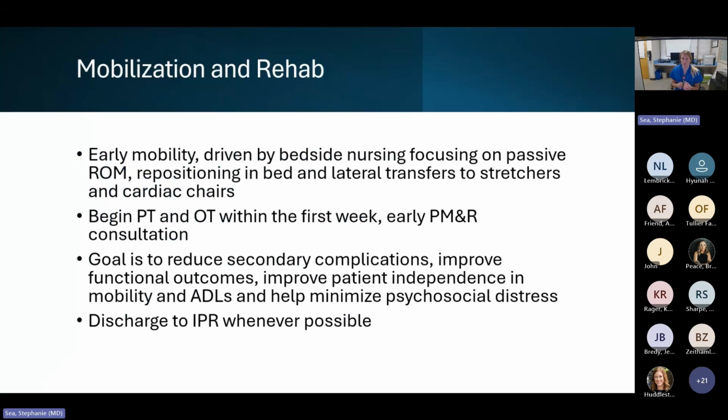Mobilization and rehab is extremely, extremely important. That's why we talk about early mobilization. And this is done in the ICU very easily, or at the bedside if they get to go up to the towers, driven by bedside nursing. So passive range of motion, repositioning in bed, lateral transfers, sitting up in cardiac chairs. This all starts the rehab process and gets them to better function right from the beginning. So it's extremely important, beginning with PT, OT, getting those consults in and working with them ASAP. We've also found early PM&R consultation helps, because again, they can get us on the road to recovery much faster.